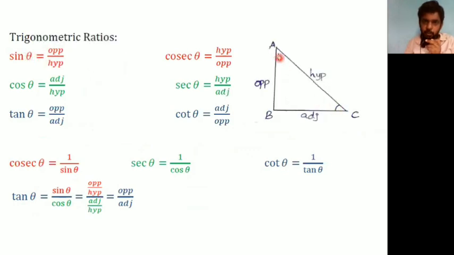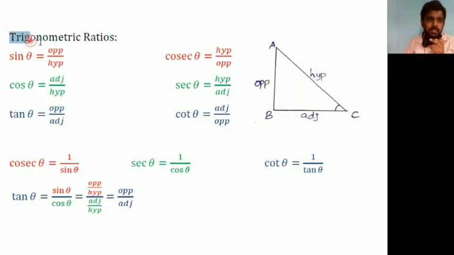The side which is opposite to this angle is known as opposite, and the side which is adjacent to this angle is known as adjacent. We have two sides which are adjacent to this angle C. One will be hypotenuse, which will be the longer side of the triangle, and the other will be the adjacent.